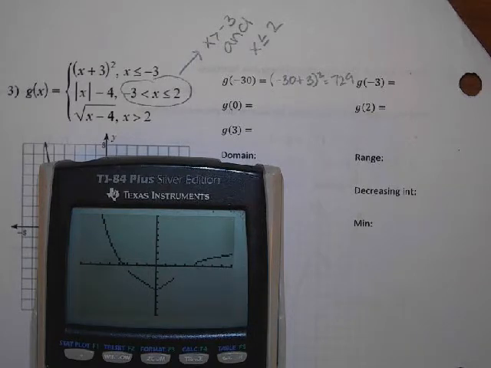Oh, you said x is less than negative 3 instead of greater than? Yeah. Okay.